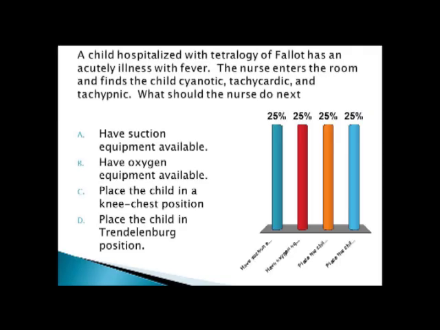a question. A child hospitalized with tetralogy of Fallot has an acute illness with fever. The nurse enters the room and finds the child cyanotic, tachycardic, and tachypneic. What should the nurse do next? And here are your options, and I'm going to let you think about those questions. But this is a visual of what the right answer is. You put the child in a knee-chest position, and that helps relieve the cyanosis. We'll talk some more about that in class.